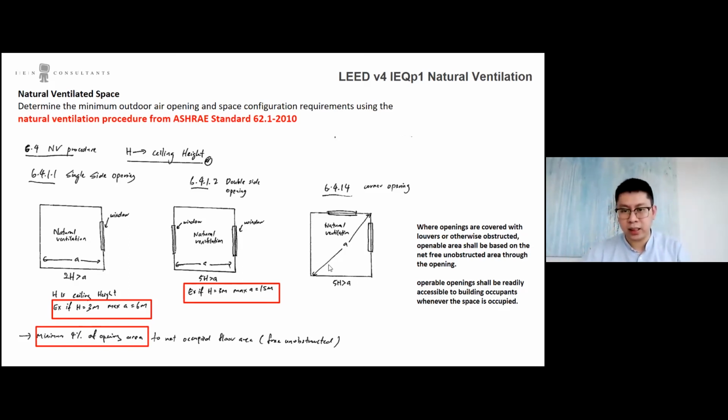And the third case is the corner opening. For the corner opening, it takes the diagonal length. Also, the maximum diagonal length in this case is 5H. So if the ceiling height is 3 meters, the maximum diagonal length is 15 meters. Okay, draw it out, it will be easier to understand. 3 types of opening: single opening, double opening, and the corner opening.